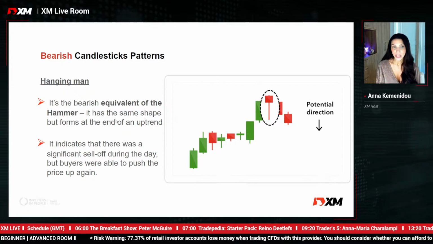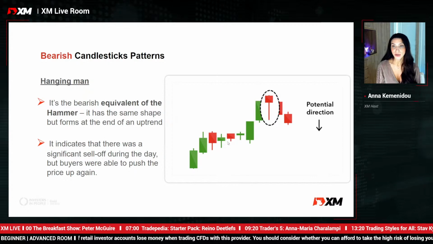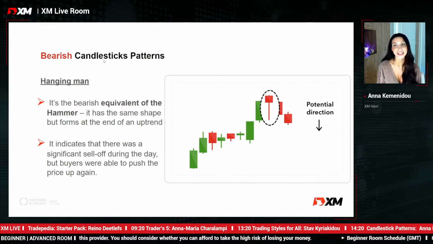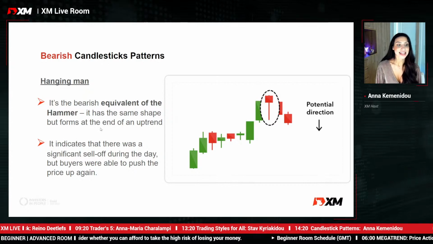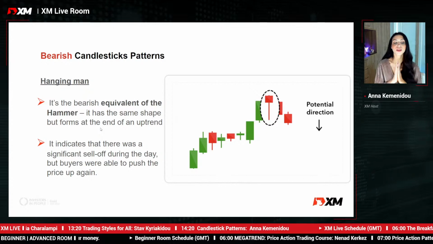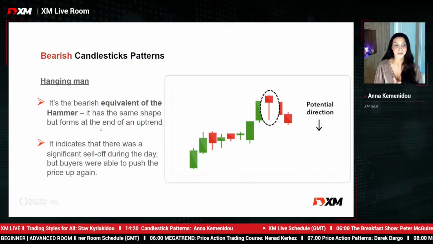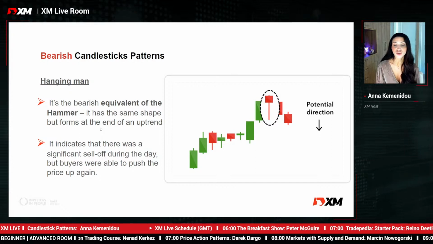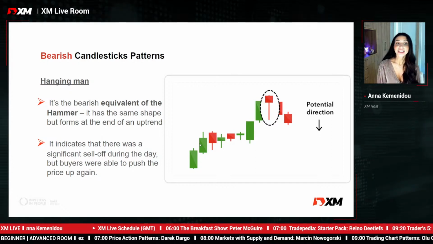It has the same shape, but forms at the end of an uptrend, and also it's red. The hammer, obviously, which is a bullish candlestick pattern, is green. It indicates that there was a significant sell-off during the day, but that buyers were able to push the price back up again. The large sell-off is often seen as an indication that the bulls are losing control of the market. Next, we have the shooting star.